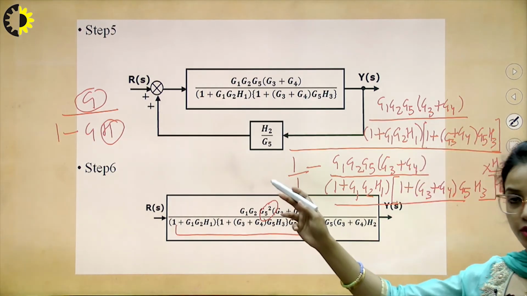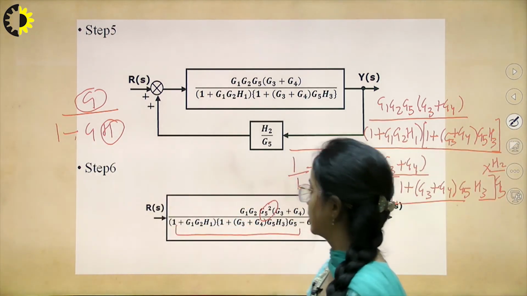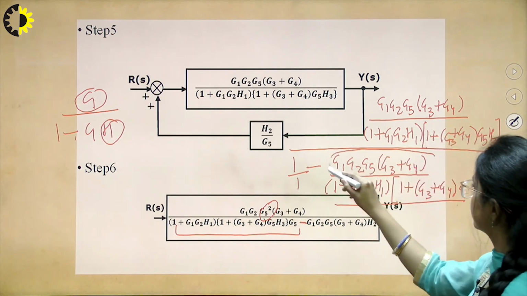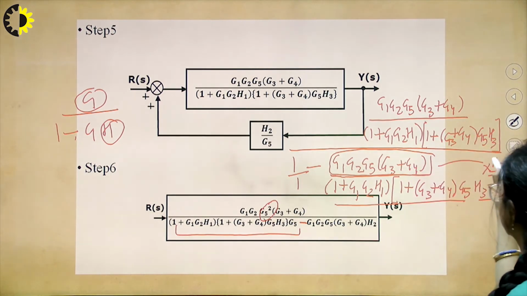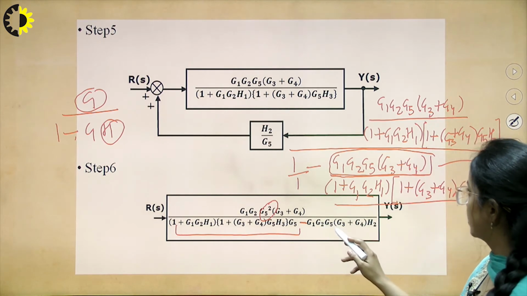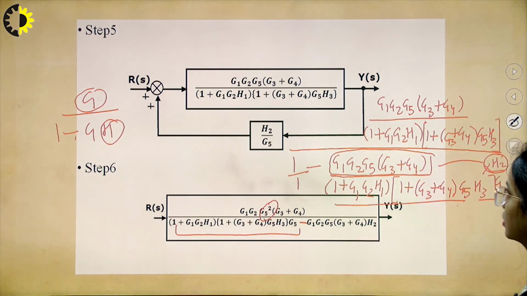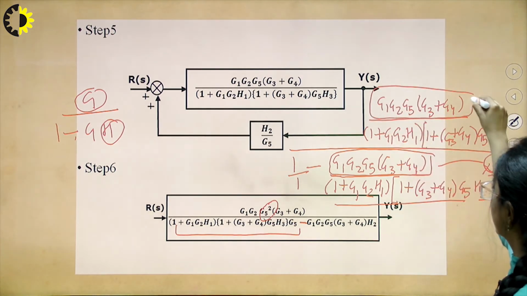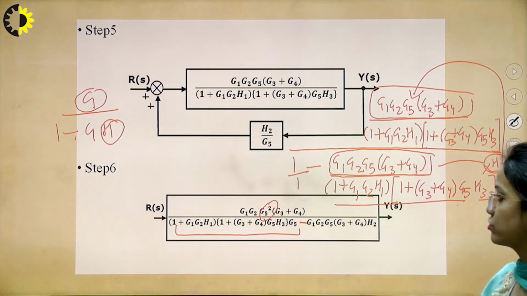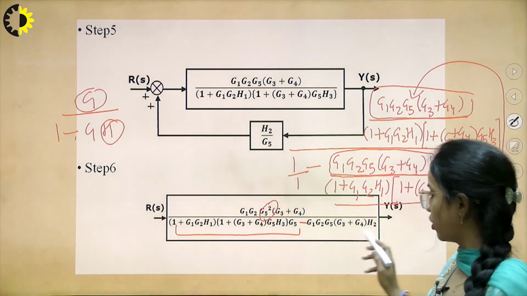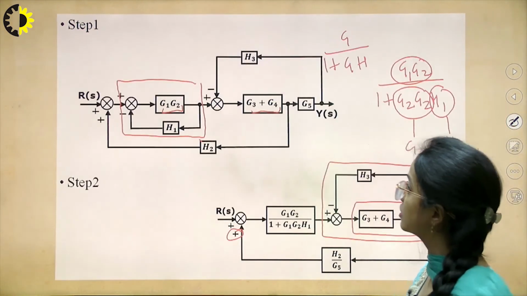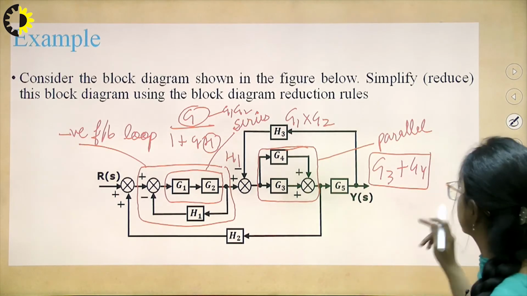Since it is a negative positive feedback, here it is a negative sign, so that negative sign is reflecting here, and then we have this term into this H2. So this term is G1, G2, G5, G3 plus G4 into H2. Numerator being the same, plus this G5 going into the numerator, making it G5 square. So this is the overall reduced transfer function of the problem depicted in this slide.